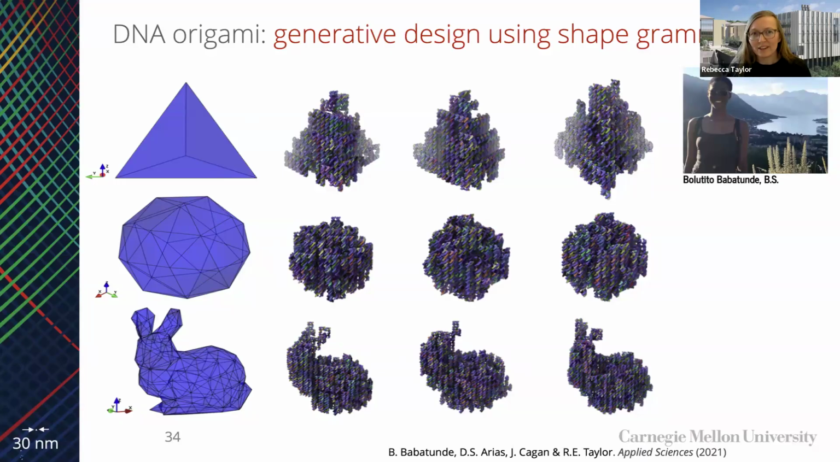And so what we've been thinking about in our group is, how do we push the field forward so we can do automated design and design ultimately for function? I can show you a few examples of what we've worked on in the past few years. This is the work of Tito Babatunde in collaboration with John Kagan. Here we have a generative design process. Tito encoded a formal language to describe honeycomb DNA origami design.